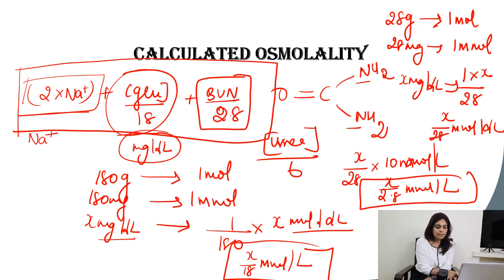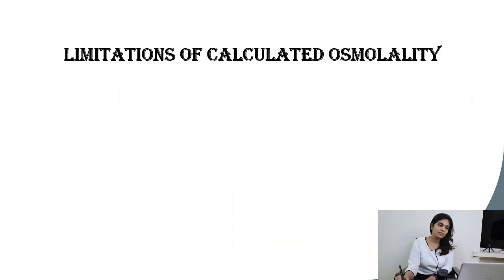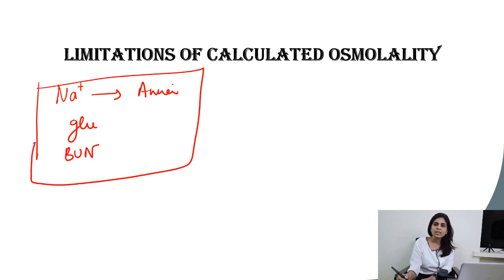That's about calculating osmolality. Now, what is the limitation of calculating osmolality, because of which we have started utilizing a sophisticated equipment called an osmometer? The limitation is, this formula is based on the assumption that only sodium, the corresponding anions, glucose and blood urea nitrogen are osmotically active, which is true under physiological conditions. What happens in pathological conditions? Say diabetic ketoacidosis.